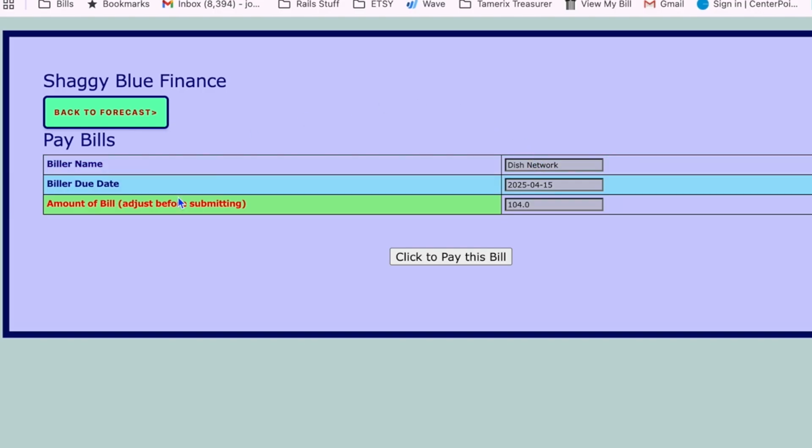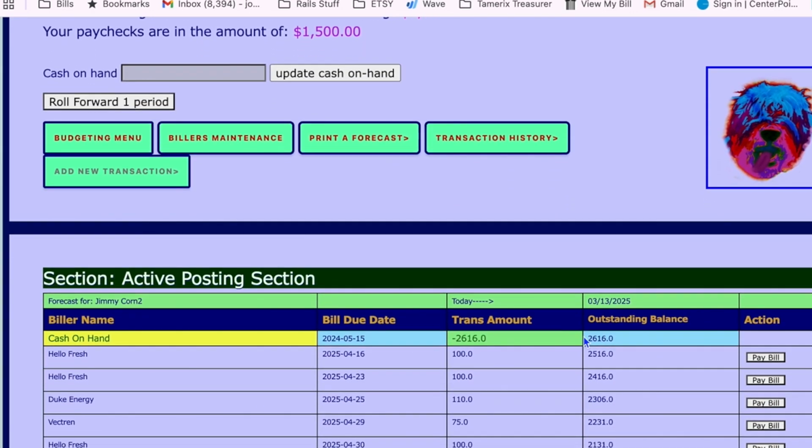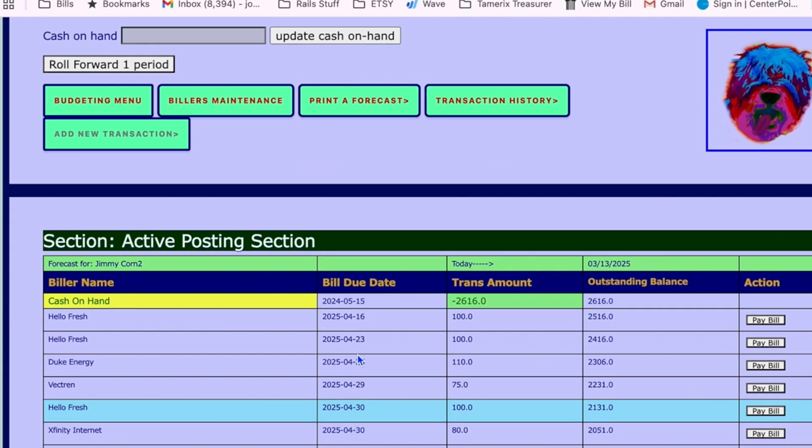This is the validation screen that comes up just for you to say, yeah, this is correct. That's the amount I want to pay. You could adjust this if you wanted to pay more or less, but then you're going to click pay this bill. And that balance went to $26.16, just as I said, and that bill dropped out. So we'll leave it there for now.